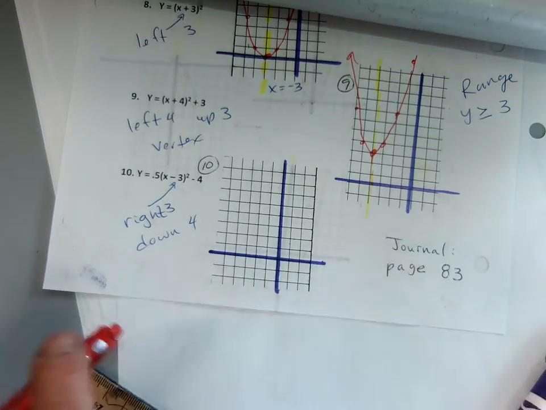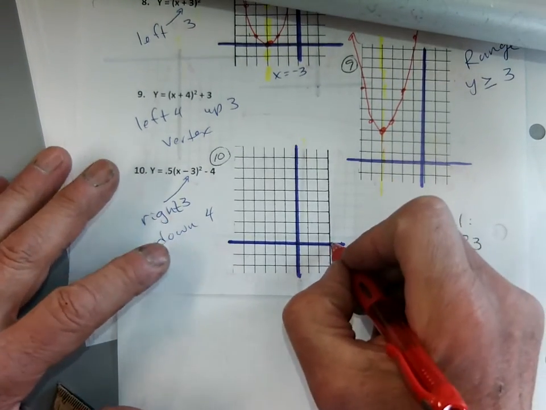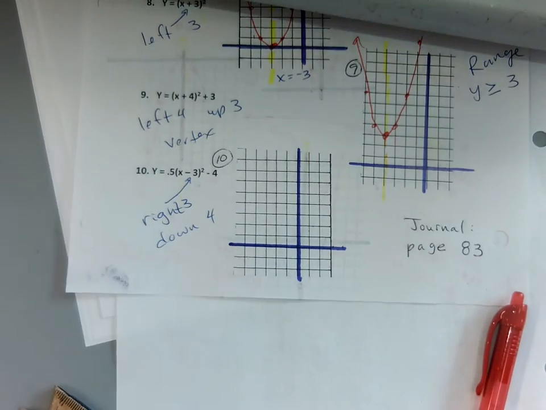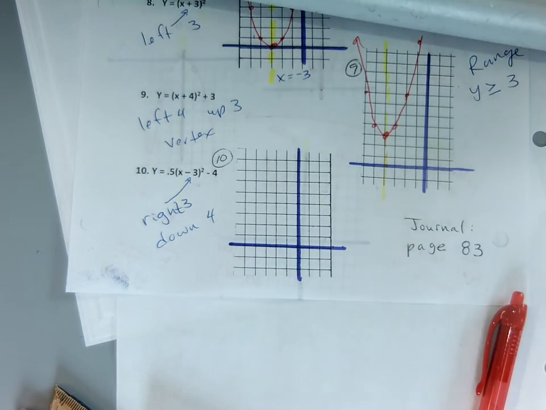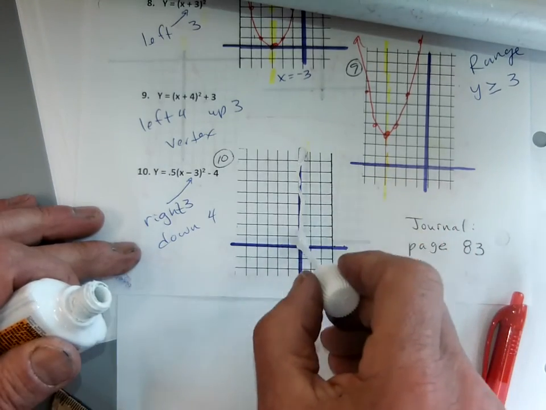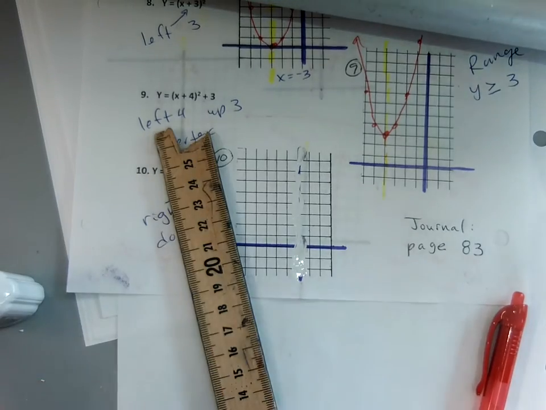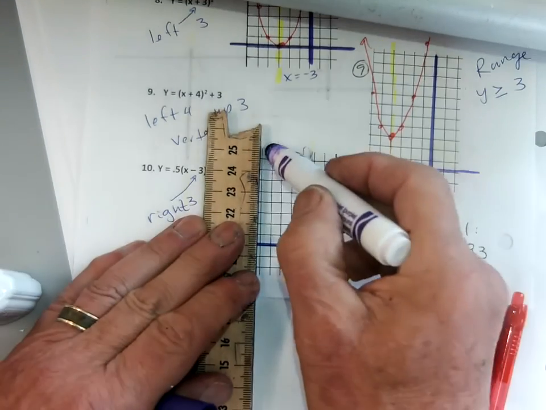All right? So, my vertex is going to be at 3. Oh, I went the wrong way. Doggone it. Where's my whiteout? I don't even know where my whiteout is anymore. Here it is. I goofed this. I should put my axis over here somewhere. There we go. Put it right over here, all right? Right there.